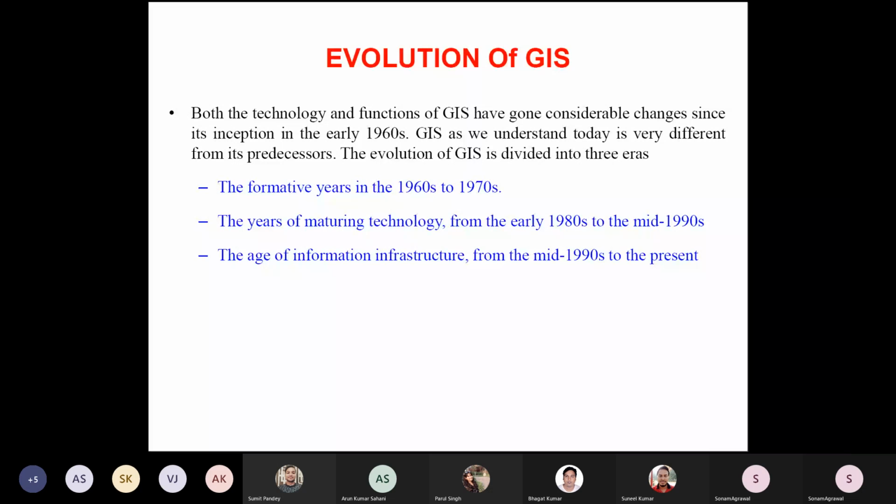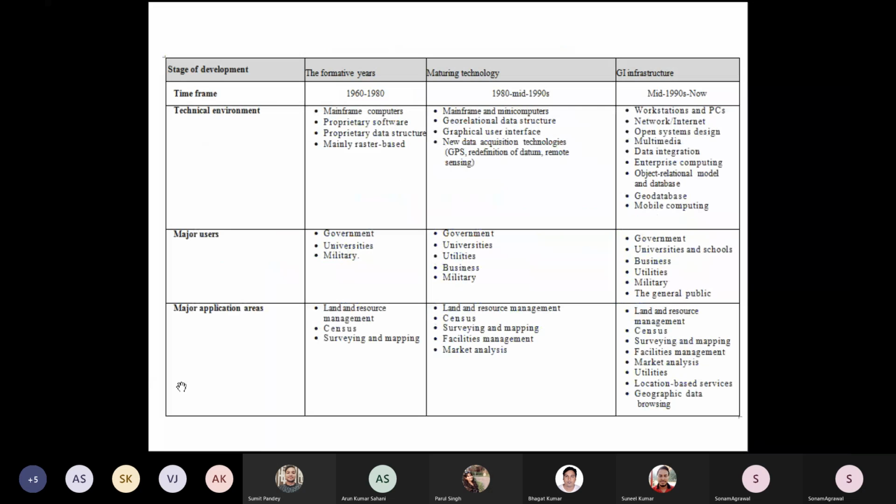Formative years, its time period from 1960s to 70s. Decades of information infrastructure from mid 1990s to the present. Okay. Now we will see one by one how the evolution has taken place.